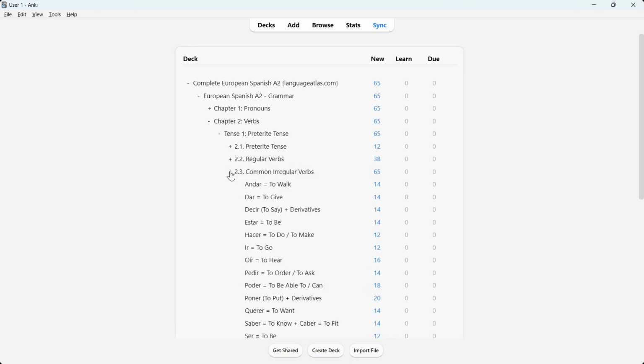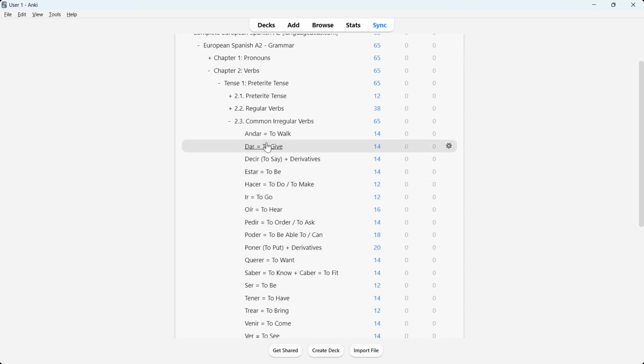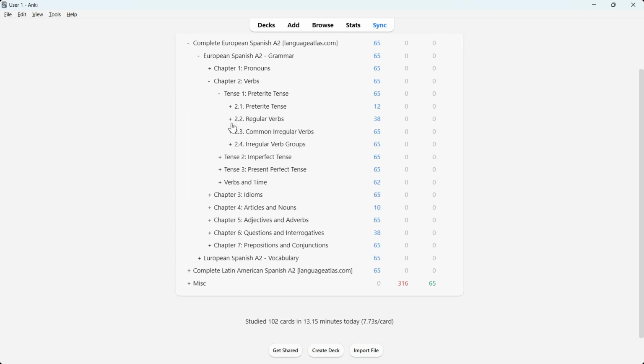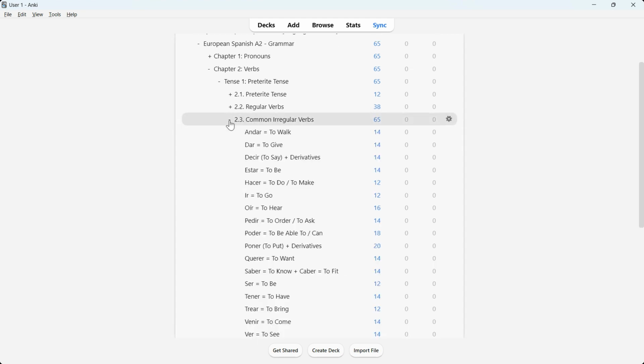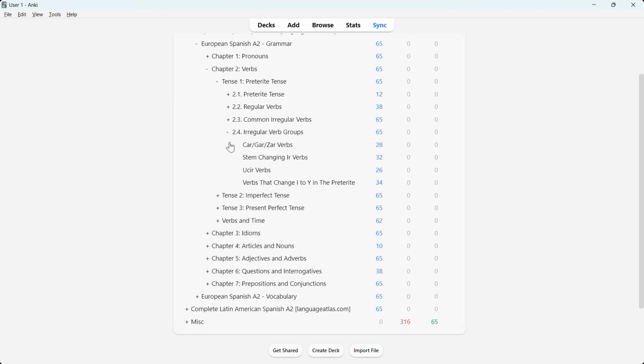We have the common irregular verbs, as you can see over here, to walk, to give, some more about to be, to do, to make. Of course, in the preterite tense, we have the common irregular verbs. We have the irregular verb groups, so SAR, so CAR, GAR, and ZAR verbs, stem changing IR verbs, UCIR verbs, verbs that change I to Y in the preterite.